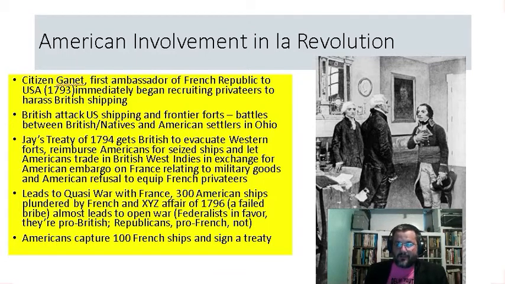So even before the Napoleonic Wars, you had open conflict on the sea with both the French and the English, and it was really ugly.